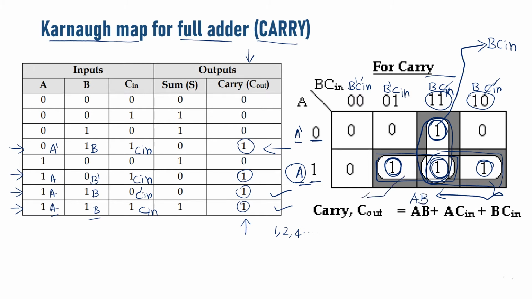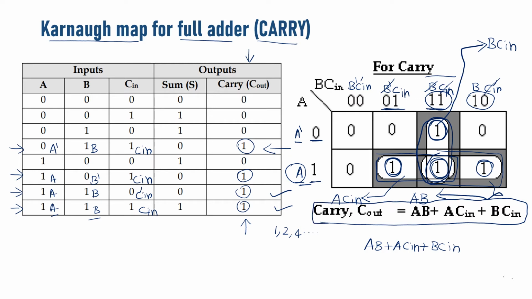And for this I'm going to simplify this. In this case, see here, that is B dash C in, B C in is there. The difference is B dash and B, it will get cancelled, so finally I'll get A C in. So the final output is AB plus AC in plus BC in, as we already got. This is the K-map output for the carry out, that is AB plus AC in plus BC in.